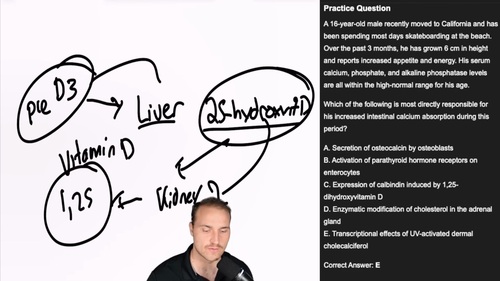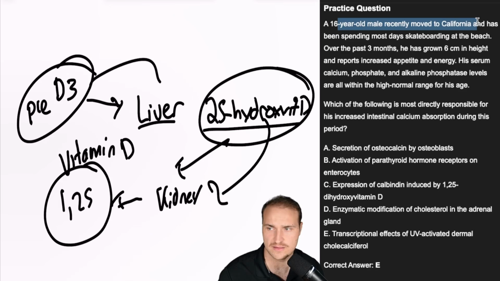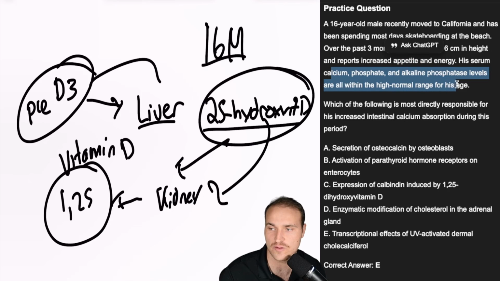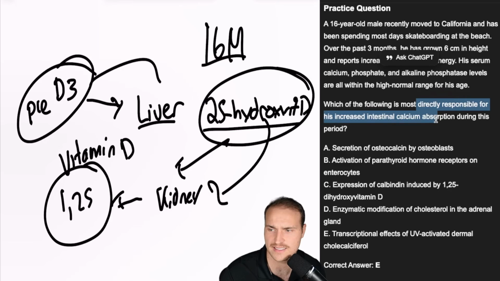And I think we're ready for a question. So we have a 16-year-old male, moved to California, spending most days skateboarding on the beach. He's got the juice. Okay, anyways, past 3 months, he's grown 6 centimeters in height, increased appetite and energy. Alkaline phosphatase levels are within normal range for his age. Which of the following is most directly responsible for his increased intestinal calcium absorption?